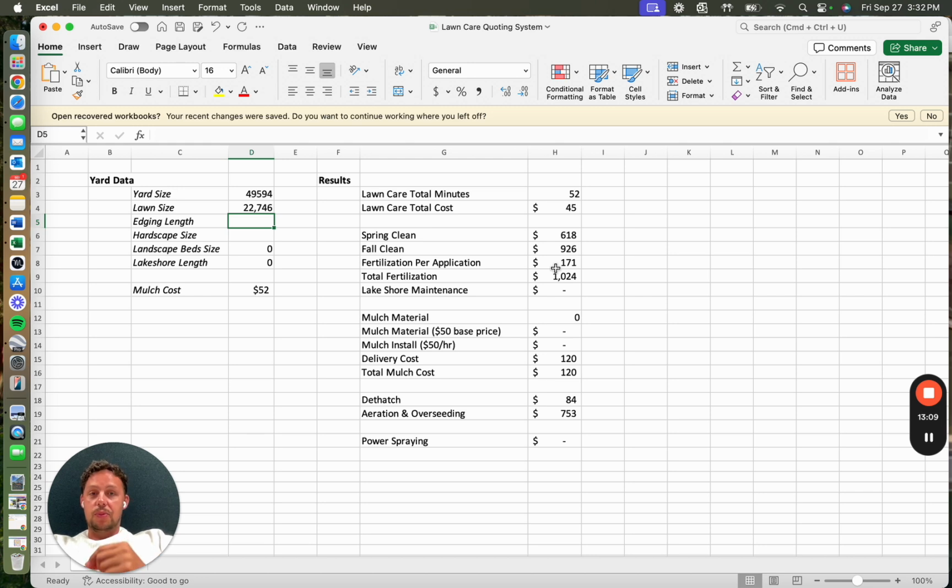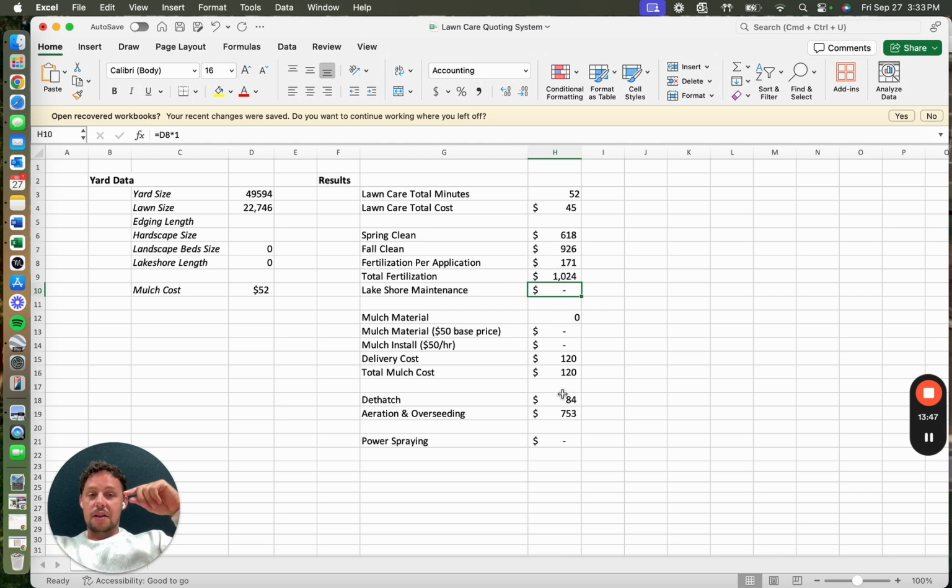So how we price that out is we figure out how much lawn there is, and we know how much our fertilizer costs per square foot, and we know how long it takes us to spread that per square foot. So there's a multiple here, right? This is the cost per application. Every single time we go out, it's going to cost $171 to do this apartment building. We do 6 fertilizations, so this automatically multiplies this number by 6 for us. So we know exactly how many times we're going to fertilize and how much that's going to be for the season.